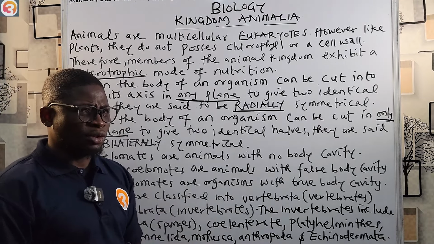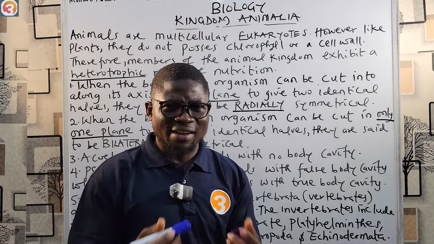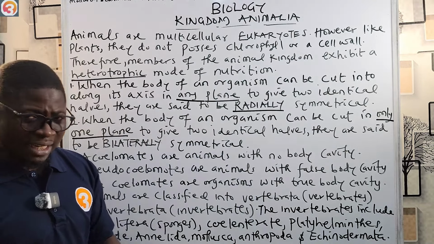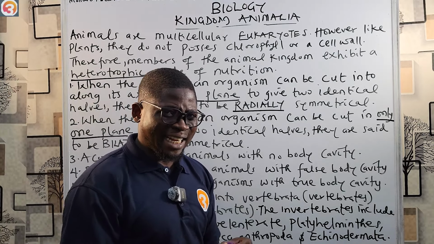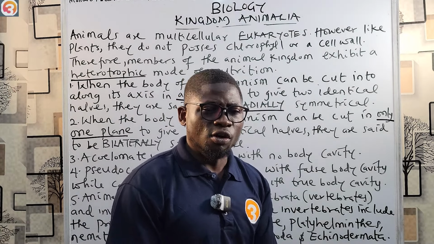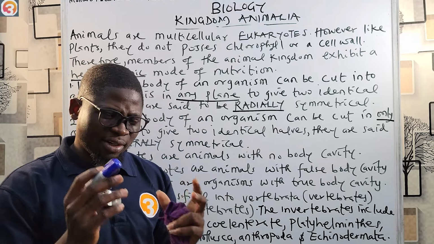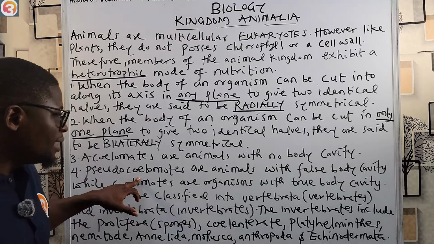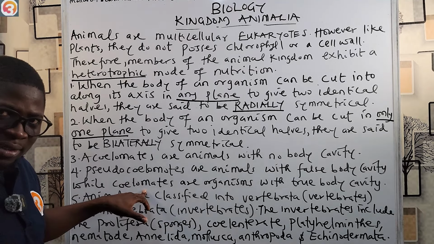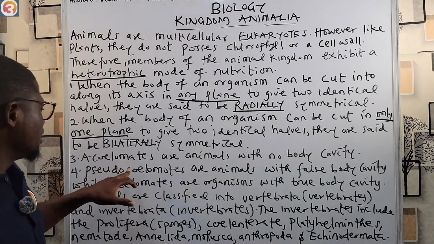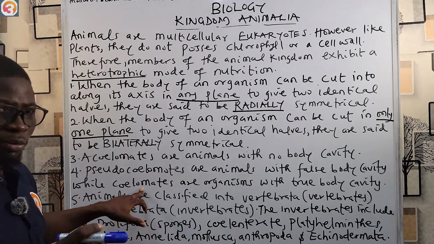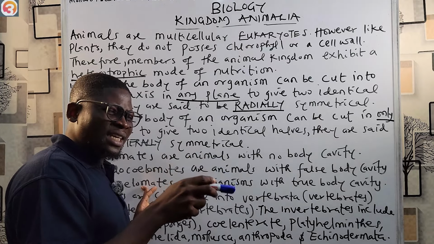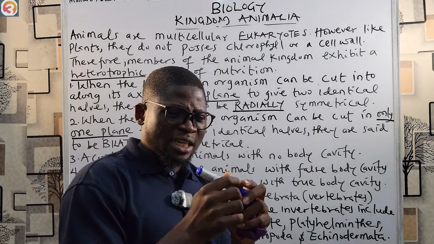The acoelomates are animals with no body cavity. Now, I'm going to tell you about what we call the coelom cavity in the animal kingdom. In the animal kingdom, based on whether an animal has a coelom or not, they are grouped into three: the acoelomates, which we are talking about now, the pseudocoelomates, and the coelomates.